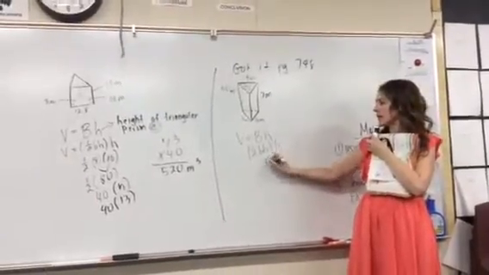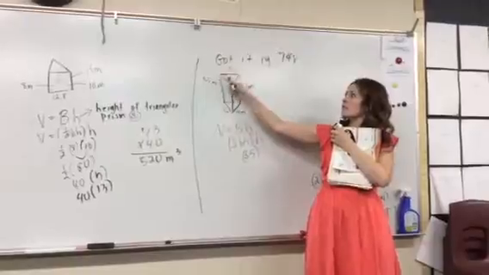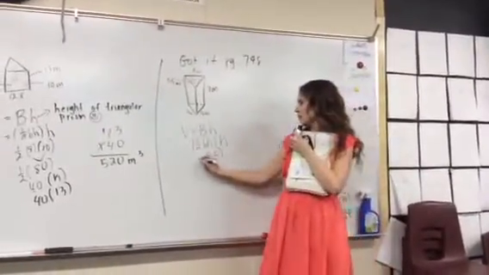Plug that underneath the height. And the base would be what? 4. 4, because the right triangle is touching this one as well. Do you all agree? Perfect.